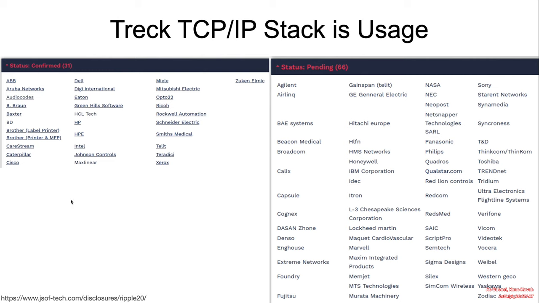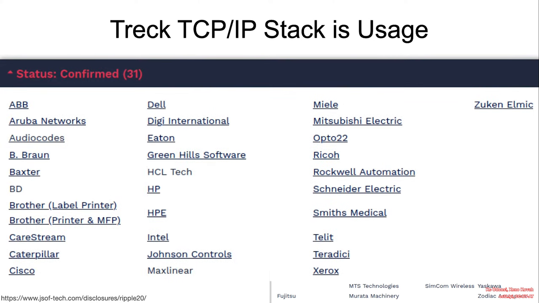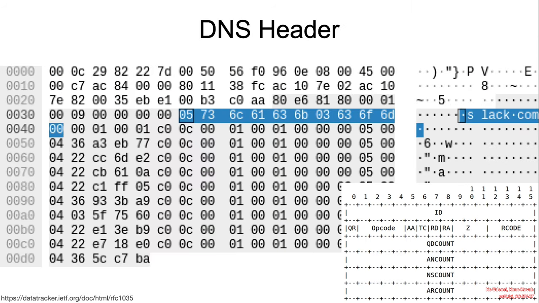The Trek TCP/IP stack is used in a lot of technology and known devices, such as Dell, Aruba Networks, audio codes, etc. The following is an example of a DNS header packet.